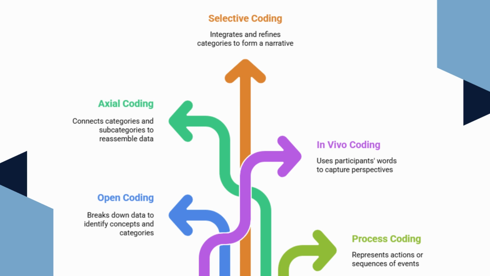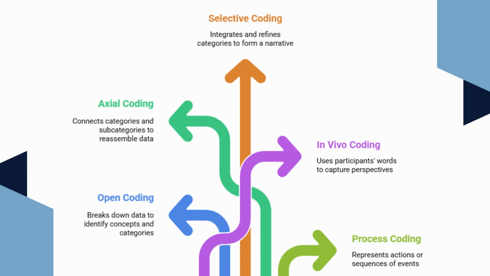Second type is axial coding. Axial coding links categories together. It's about relationships. Instead of just listing codes, you ask how do these codes connect. It is useful in studies where you want to map the cause effect or interaction. After open coding, when we start building bigger categories, this axial coding is used.